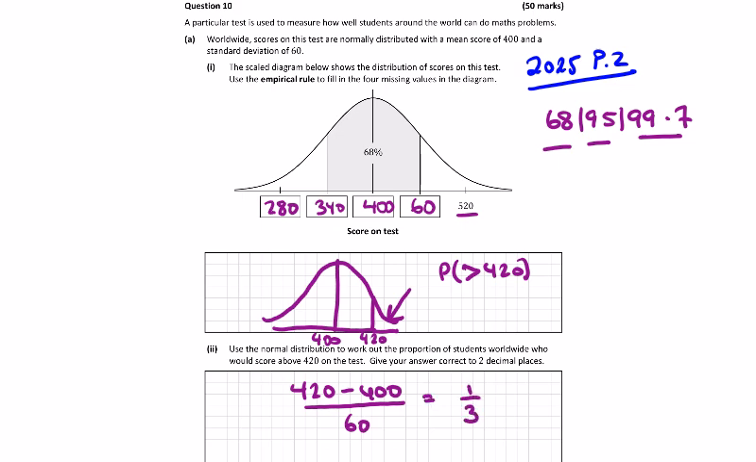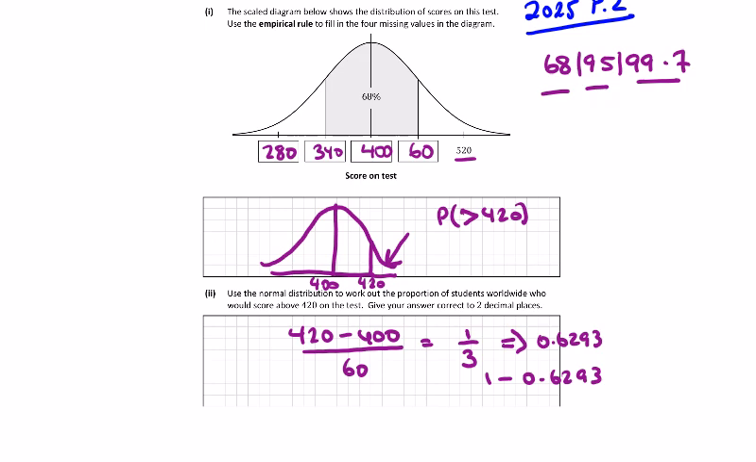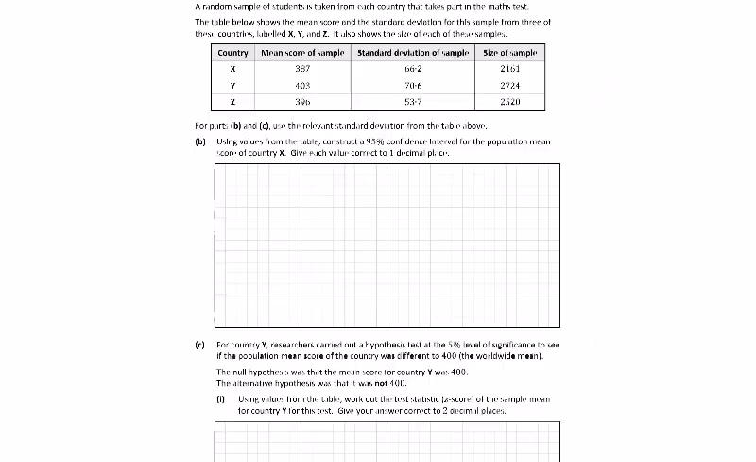So we go to the z-score table. We find 1 over 3. 1 over 3 gives us a number of 0.6293. So the tail will be 1 minus 0.6293, which is 0.3707. Go back to the question, 2 decimal places, 0.37 for part 2.